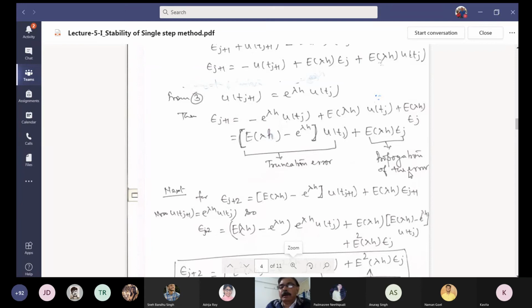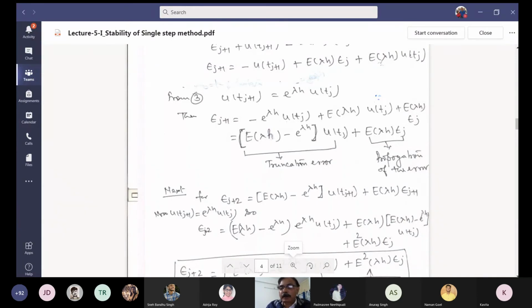Is this part clear? So this is your truncation error, and this is your propagation of the error. This propagates at every stage. Is that clear? Yes, sir. Okay. So we'll just try to see how this propagates at the next stage, the j plus 2th stage.